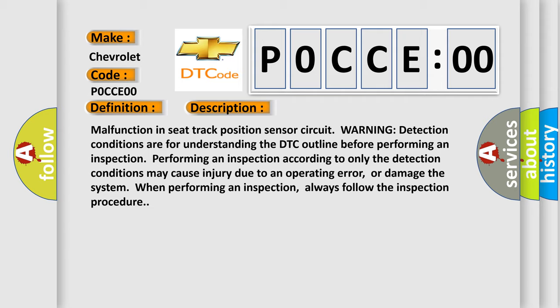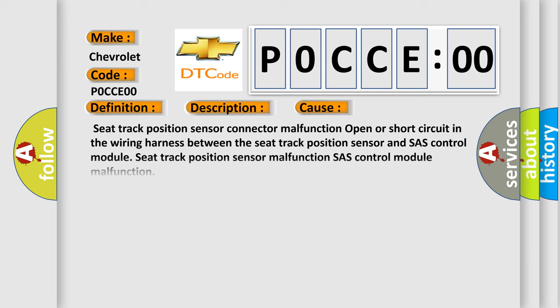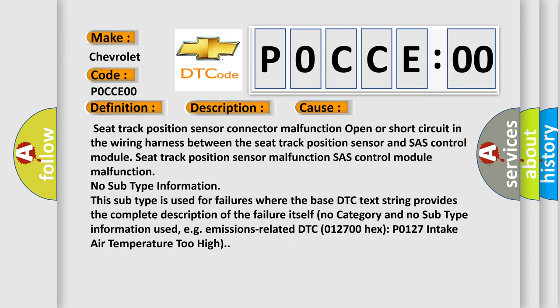This diagnostic error occurs most often in these cases: seat track position sensor connector malfunction, open or short circuit in the wiring harness between the seat track position sensor and the control module, seat track position sensor malfunction, control module malfunction. No subtype information. This subtype is used for failures where the base DTC text string provides the complete description of the failure itself. No category and no subtype information used, e.g. emissions related. DTC 012700 hex P0127 intake air temperature too high.